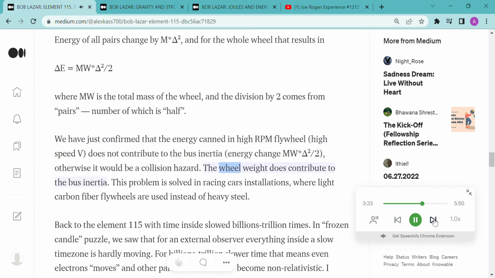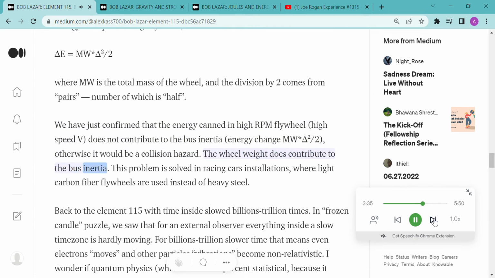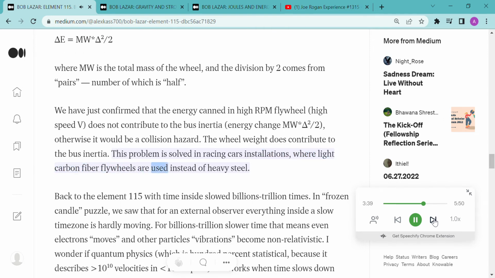The wheel weight does contribute to the bus inertia. This problem is solved in racing cars installations, where light carbon fiber flywheels are used instead of heavy steel.